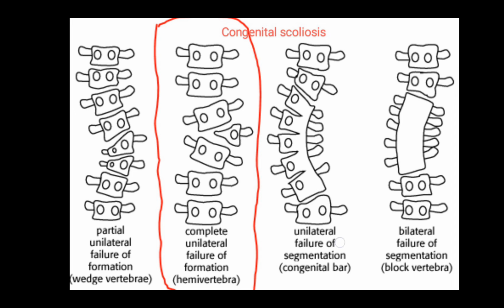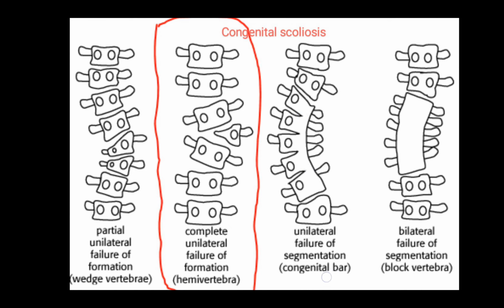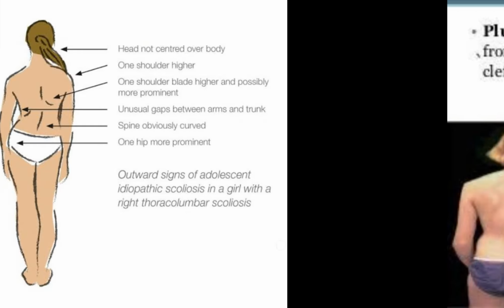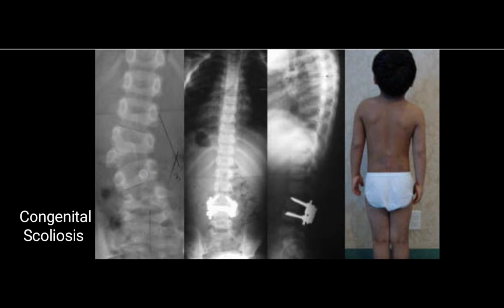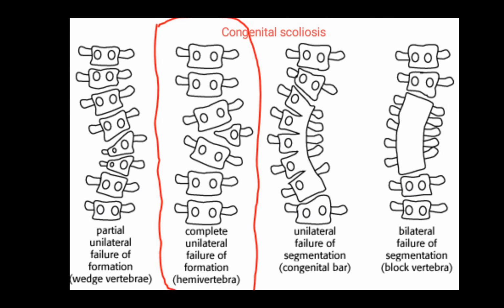Then there is unilateral failure of segmentation. Vertebrae are formed, but they are not segmented. This is known as congenital bar. And if bilateral failure occurs, then it is block vertebra. Block vertebra, congenital bar, hemivertebra, and wedge vertebra: these are the findings we will be seeing in the X-ray. Here also we can see this side is fused, and in the previous X-rays also hemivertebrae are present. So these four findings can be found in the X-ray of a child or adolescent with scoliosis.